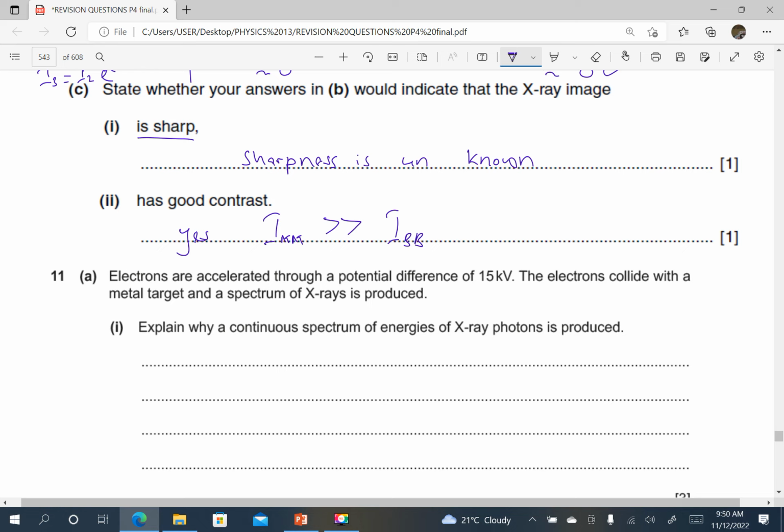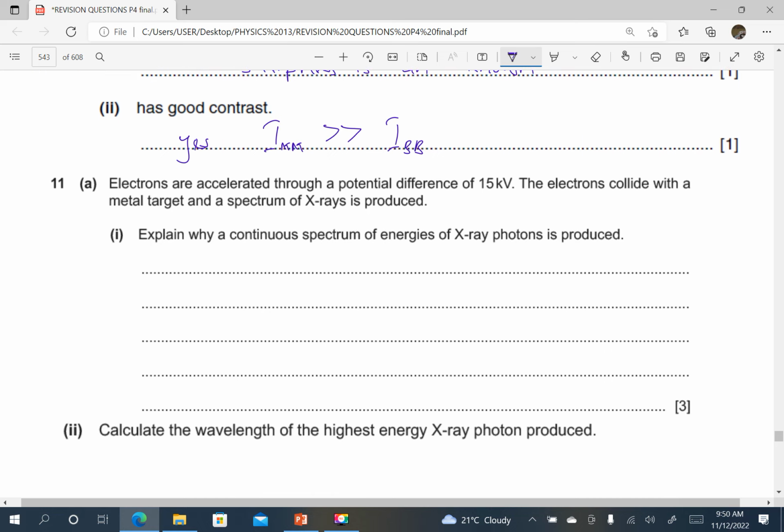Electrons are accelerated through a potential difference of 15 kilovolts. The electrons collide with the metal target and a spectrum of X-rays is produced. Explain why a continuous spectrum of energies of X-ray photons is produced.